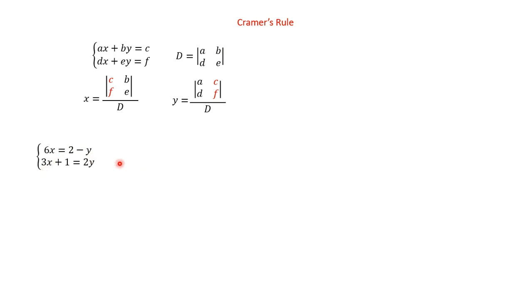So we have a system of equations. The first thing we need to do is put it in the right order. So we're going to add the y over to get 6x plus y equals 2. Subtract the 2y to get 3x minus 2y. And then subtract the 1 so it equals negative 1. Now it's in the right order. We can find our determinant. D is going to be the determinant of the coefficient matrix. So the determinant of 6, 1, 3, negative 2, which we can find.